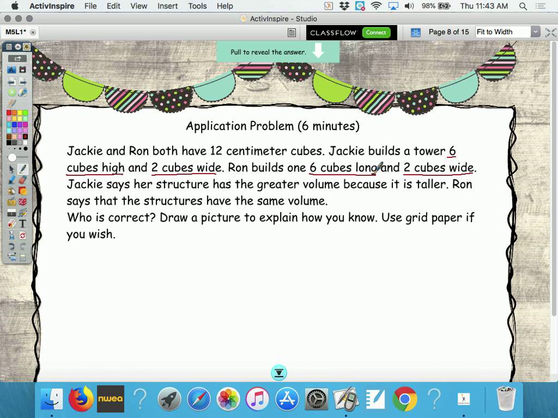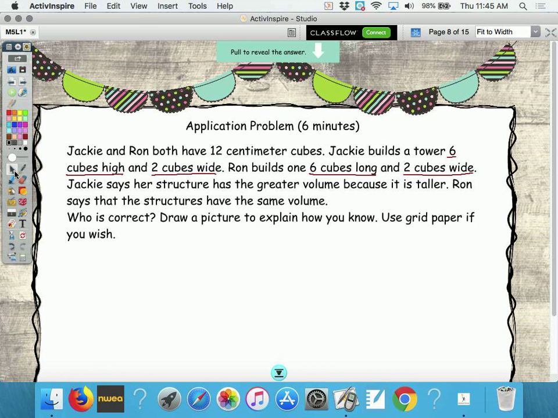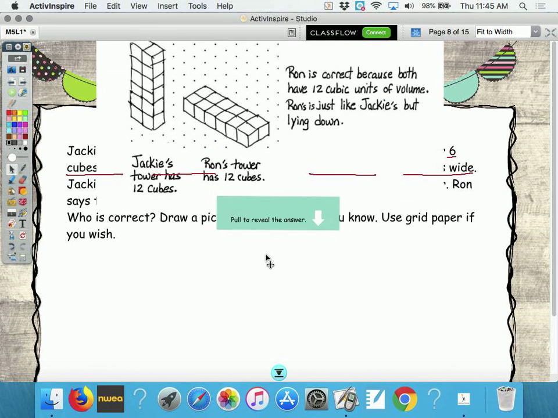We're going to draw a picture to explain how you know. But before you draw a picture, let's just take 2 groups of 12, build Jackie's, and then build Ron's. Okay? All right. So on Jackie's, you're going to go 6 high and 2 wide. Get 12 cubes and do that. And then on Ron's, you'll go 6 cubes long and 2 cubes wide. And then I got a picture to show you the correct answer in a minute. Okay, so let's take a look at the way the drawings will look when we're done.